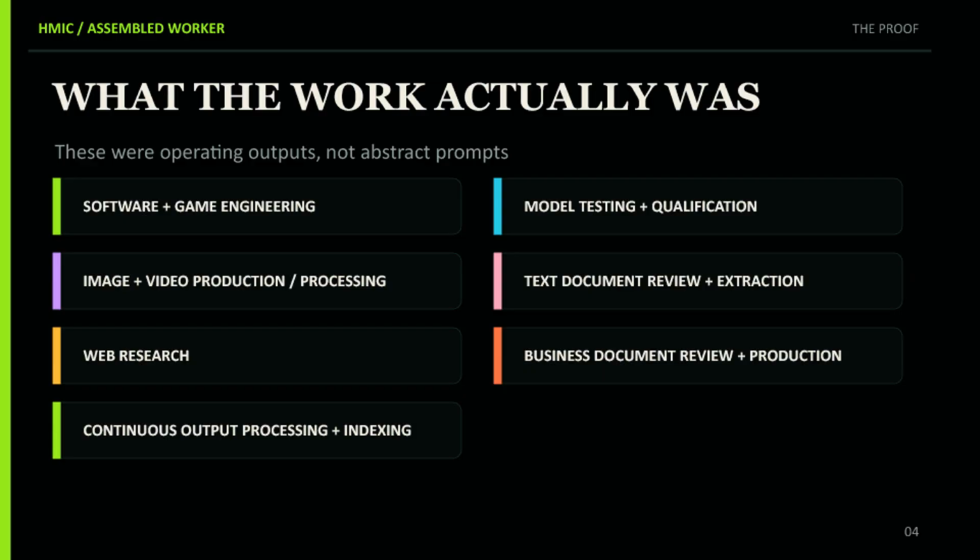Here's what those work orders actually did. Software and video game engineering, model testing and qualification, image and video production and processing, text document review and extraction, web research, business document review and production, plus processing and indexing my continuous output. 30 days, July 23rd through August 21st, 2026, 662 completed unique work orders routed to named operational seats.